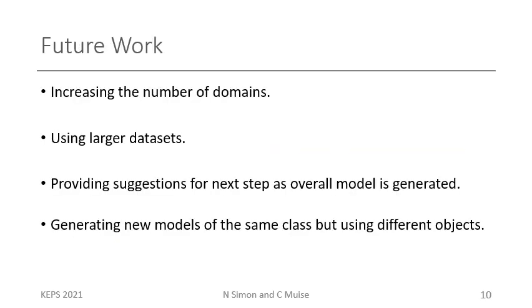Future work will include the addition of a greater number of domains and also the use of larger data sets in order to improve the fluency of the generated output. A further extension of the system will be to provide suggestions for the next step as an overall general model is being generated. At a later stage, the goal will be to generate new models of the same class as the training model, but using different objects. For example, the bartender model could be extended to food server. A visualization component, which can be used to demonstrate the probability of the next item being calculated, will also be added to the system in order to provide improved functionality.